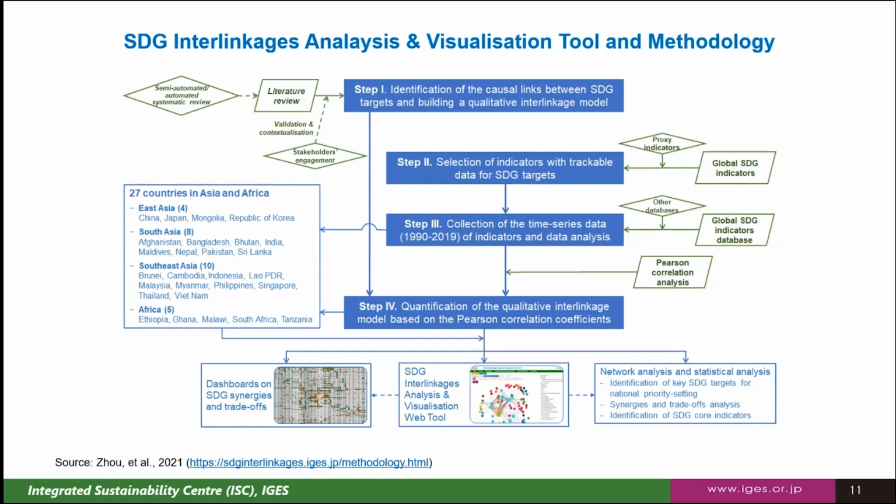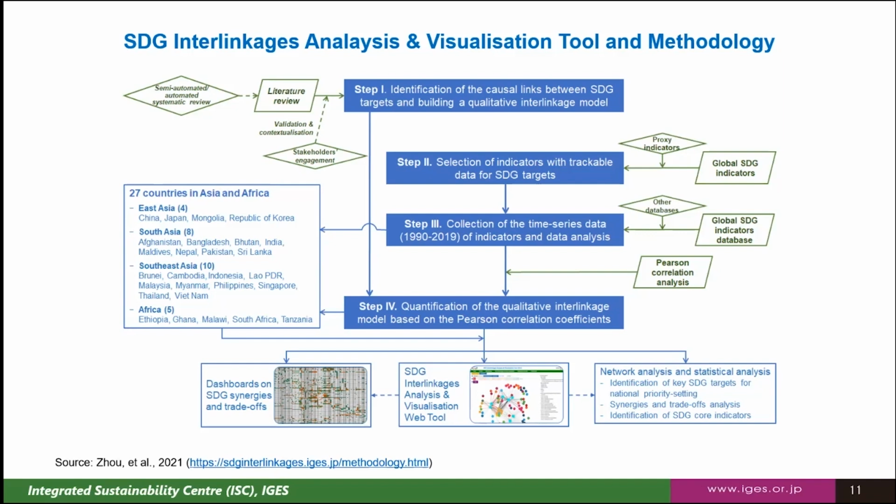Step 2 is the selection of indicators for SDG targets, which have trackable data. We mainly use the UN global SDG indicators. For those global indicators which do not have established methodologies or lack trackable data, we used other proxy indicators, such as those from the World Bank's World Development Indicators.